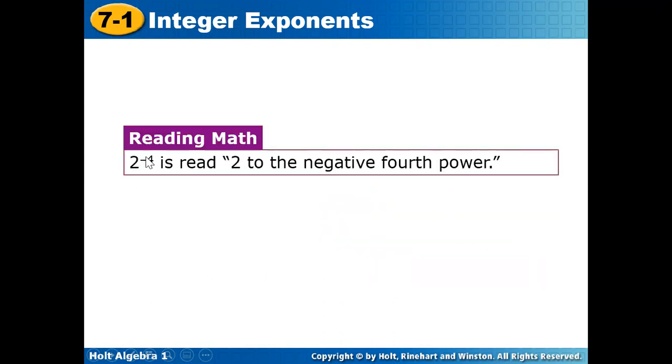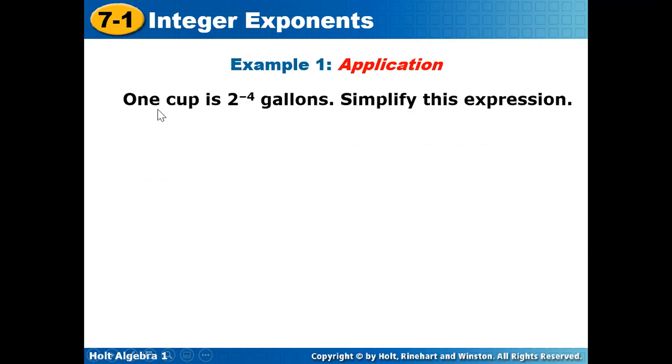So 2 to the negative 4 is read 2 to the negative 4th power. 1 cup is 2 to the negative 4th power gallons. You're going to simplify that expression by taking your 2 to the 4th and putting it as your denominator. Simplify it. 2 times 2 times 2 times 2, 16. 1 divided by 16.